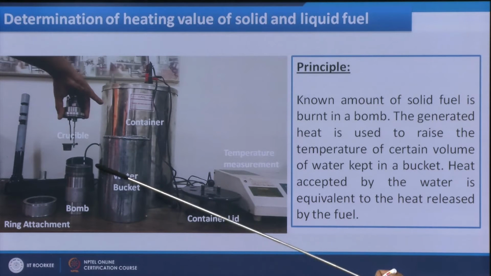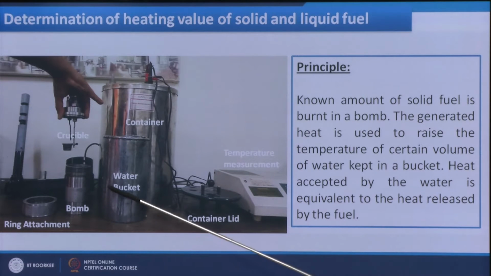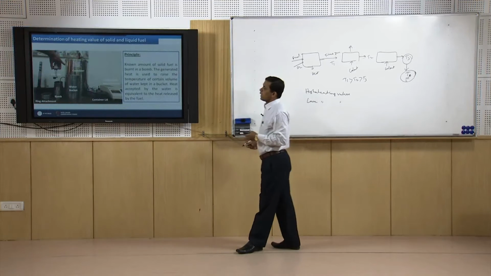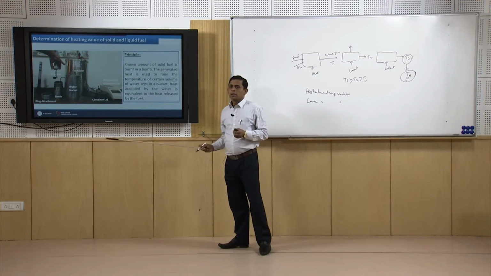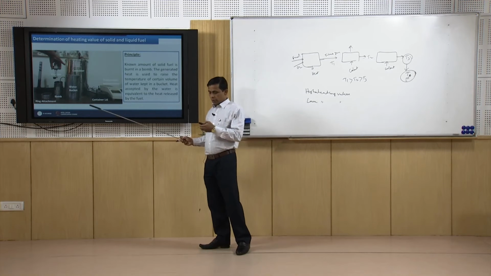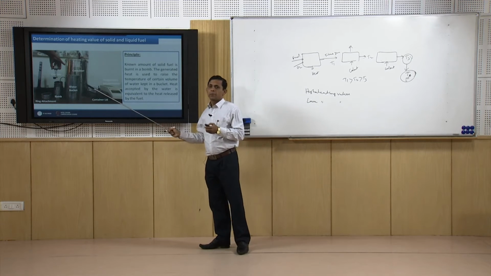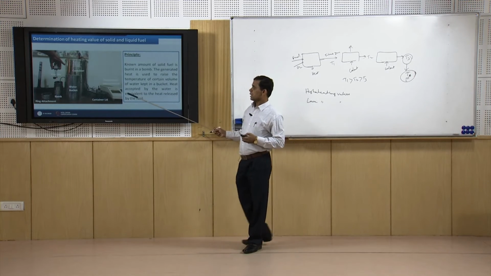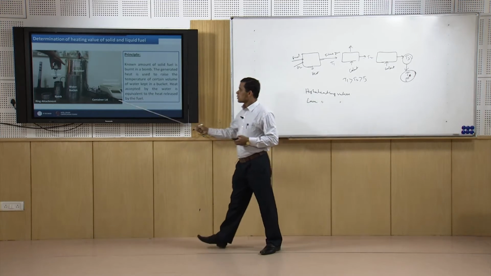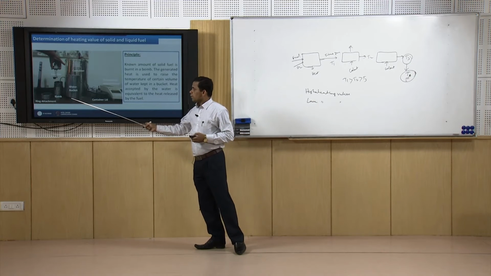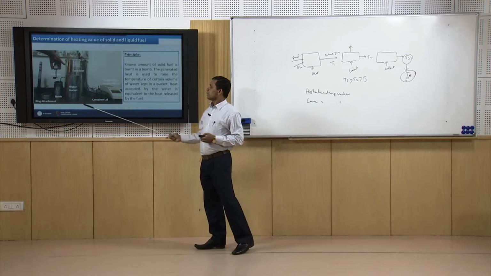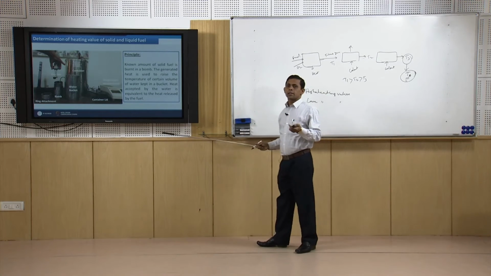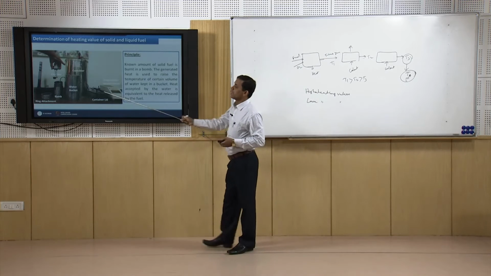then we will open it, and we will check if there is any material unconverted inside the bomb. If it is unconverted, the test is discarded. Thereafter we will collect the fused wires, if any, straighten them, and measure the length of the wire, and take the subtraction between 10 centimeter and the total length of wire we get at the end. That will be used to determine how much energy the wire has generated during combustion.